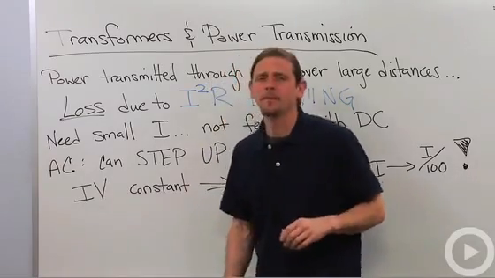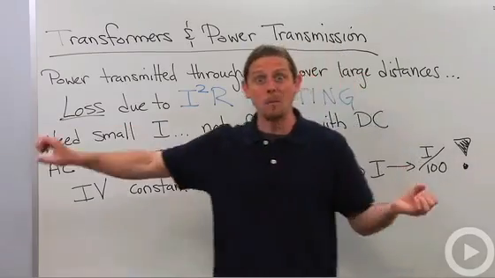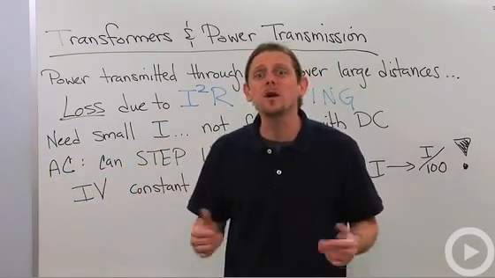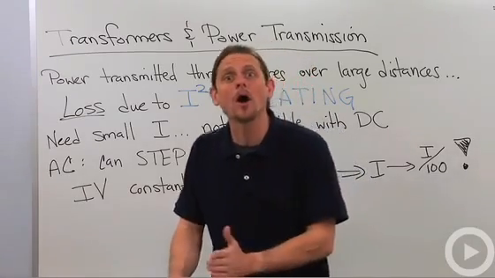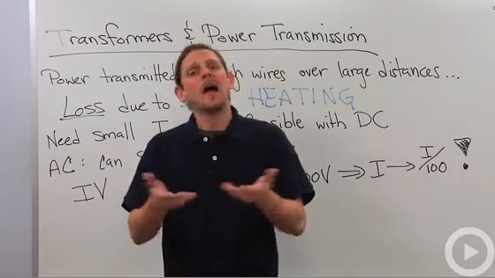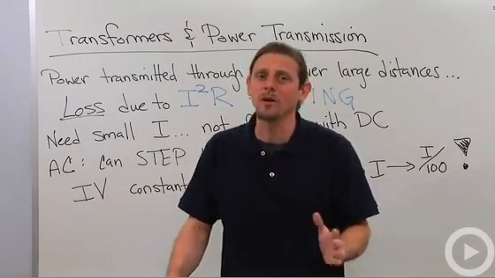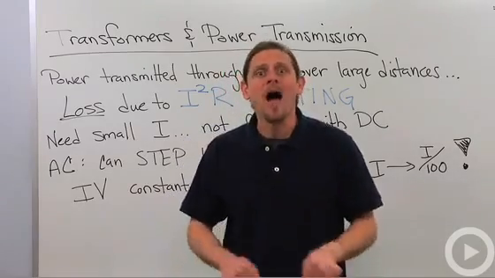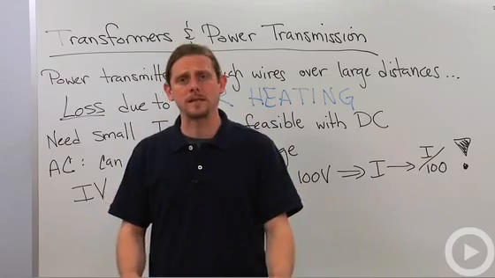So here's the idea. When we try to transmit power through long power lines, we always suffer a loss. We suffer a loss of power due to what's called I squared R heating. That's because every wire, no matter what we make it of, is going to have some resistance, because that material has a resistivity. And that means the longer the wire, the more the resistance.